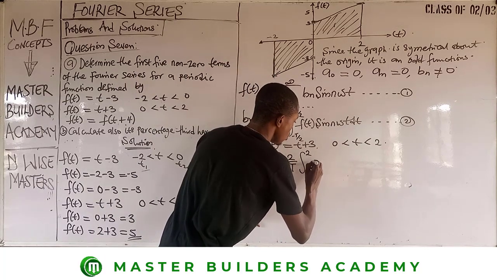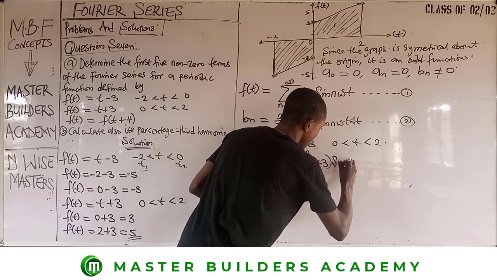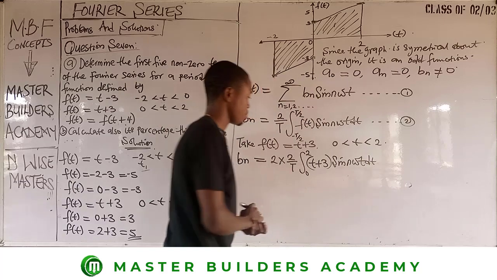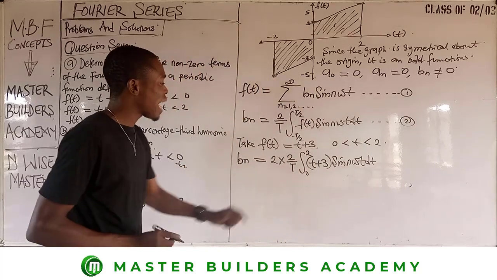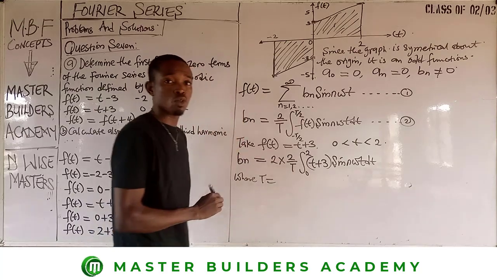2, 0, t plus 3 sine n omega t dt. Now remember where t is given as what?